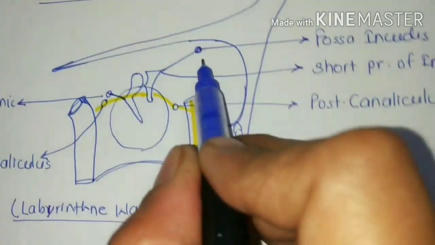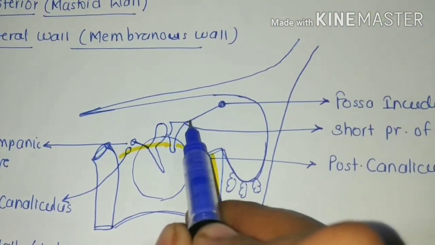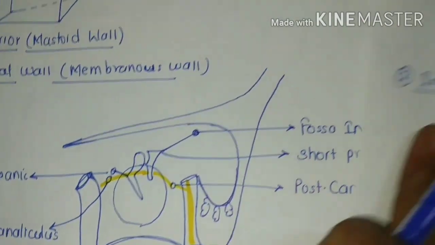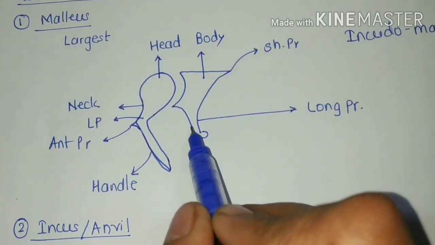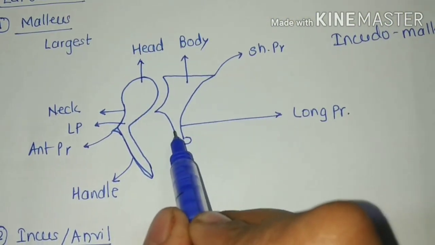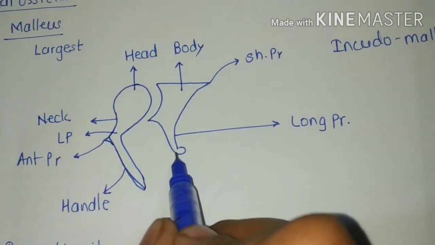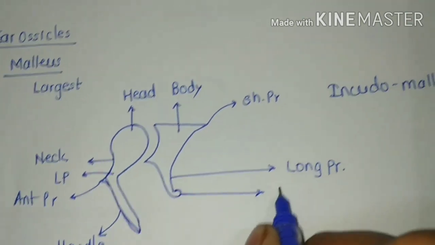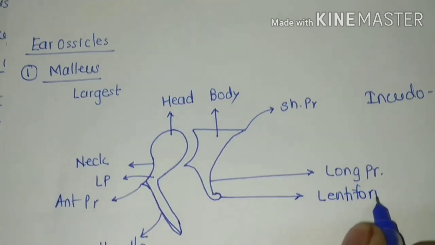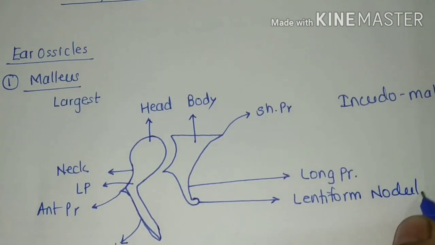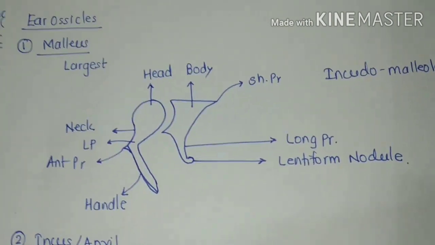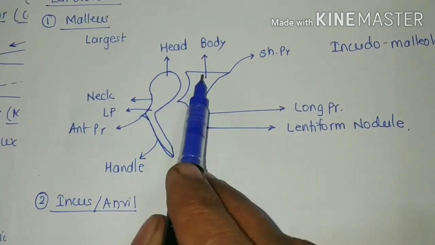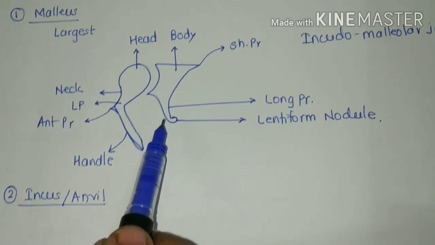This is fossa incudis, and it is attached to the short process by means of a ligament. Then the long process extends downward just behind and parallel to the handle of malleus, and its tip bears a knob-like structure called the lentiform nodule, which is meant for articulation with the third ear ossicle, that is the stapes. Clear? So this is the incus with body, short process and long process.